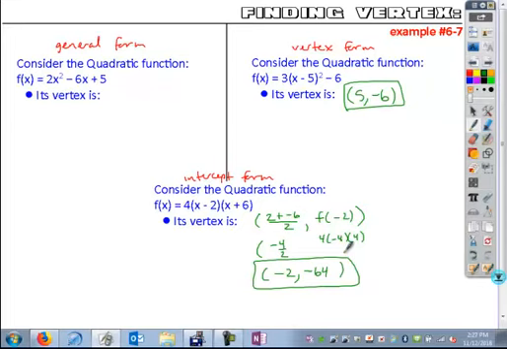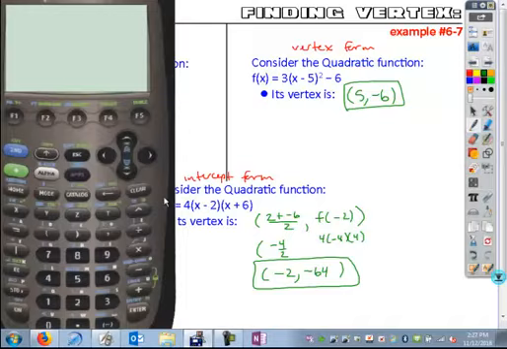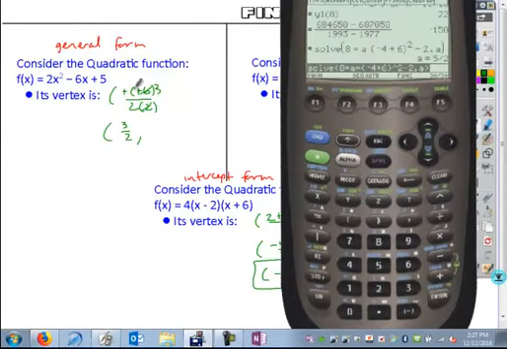Okay, the final one, the general form. On this one, the vertex is found by taking my -b over 2a. So -b is -6 over 2 times a, which is 2. The negatives cancel. 2 goes into 6 3 times. So I'm looking at +3/2 for my x-coordinate. And now this gives me a fraction. So I'm going to go ahead and use my calculator to evaluate this.